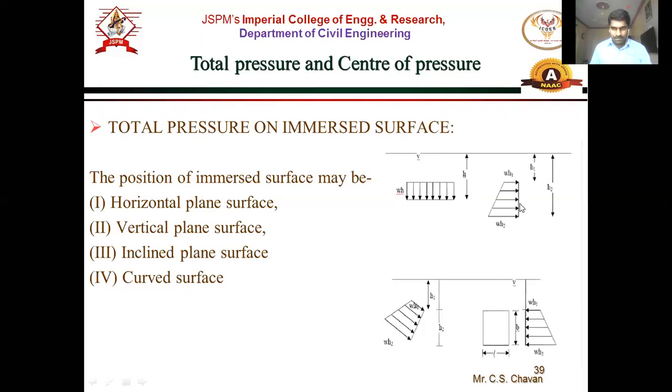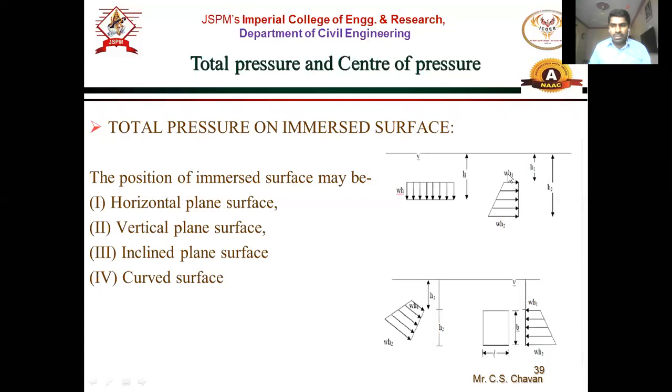Now the vertical case. In the vertical case, the top edge of that vertical plate is at height h1, and the bottom edge is at height h2. Now over this vertical surface the pressure is uneven. As you go deep the pressure will increase. So at the first edge, that is the top edge of the vertical plate, the pressure is given by gamma into h. Now this gamma here is the unit weight of water.